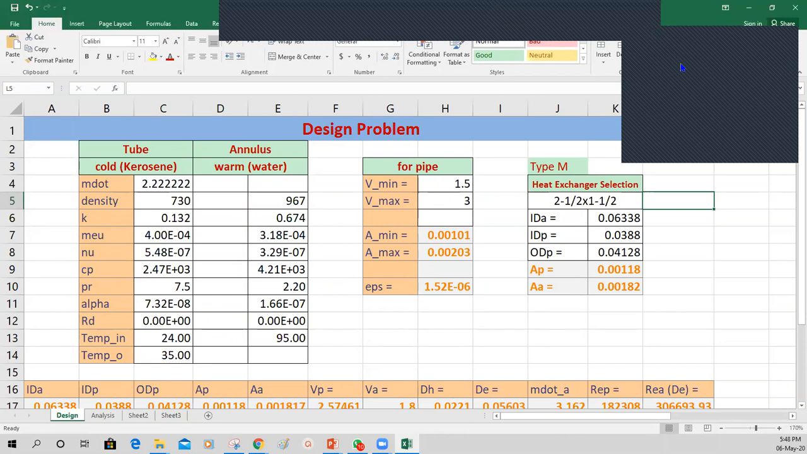All the best. You have seen the quiz schedule already, right? The next quiz will be on this chapter, double pipe heat exchanger. That is on the 14th. Okay, inshallah.